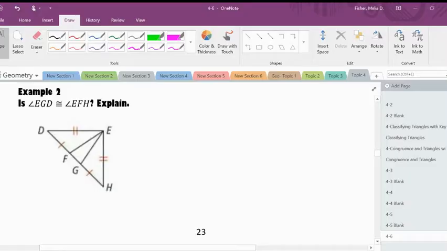Is angle EGD congruent to angle EFH? EGD is this angle, and EFH is this angle. I'm not going to leave those marked on there, but I do want to point out what we're trying to prove here.